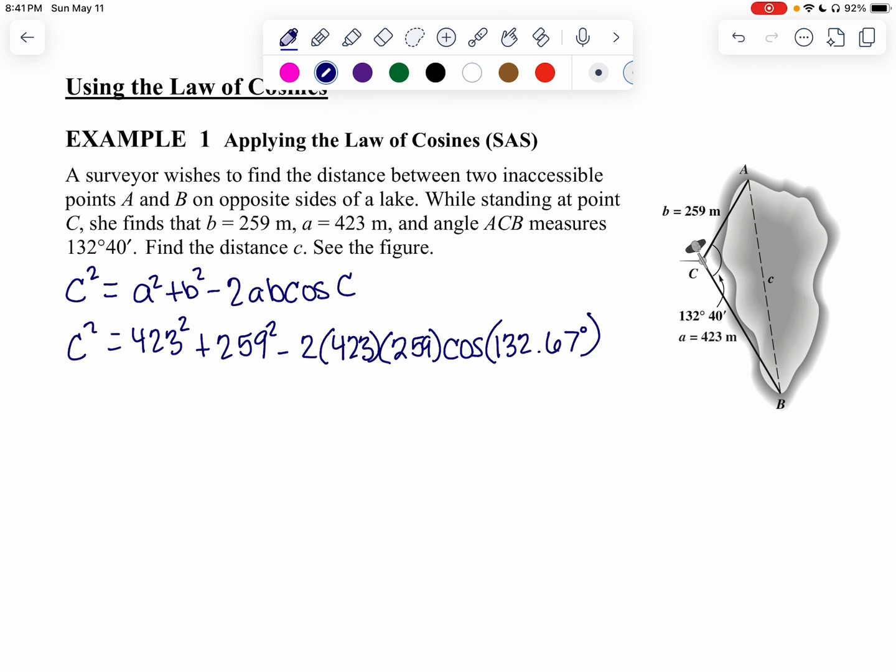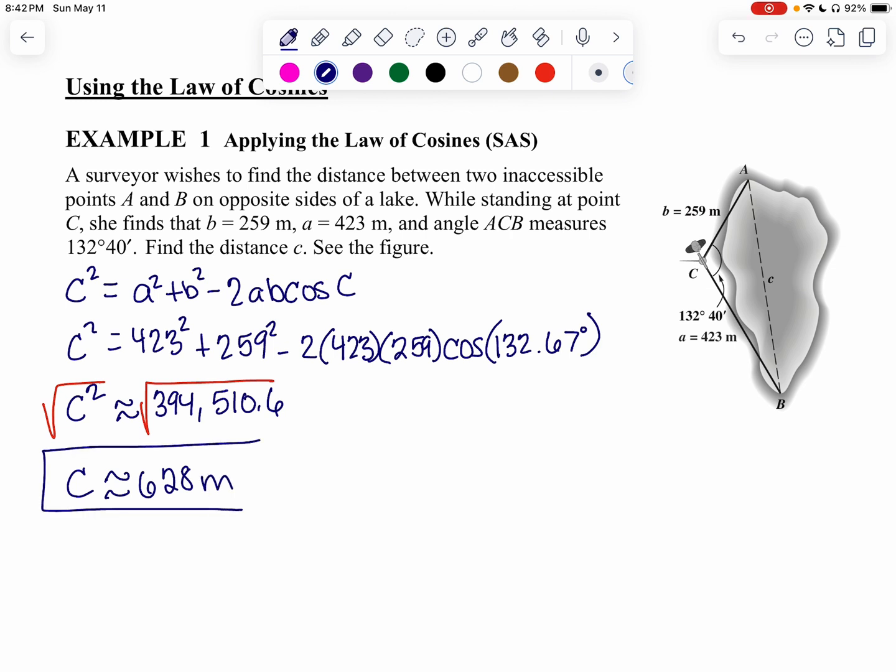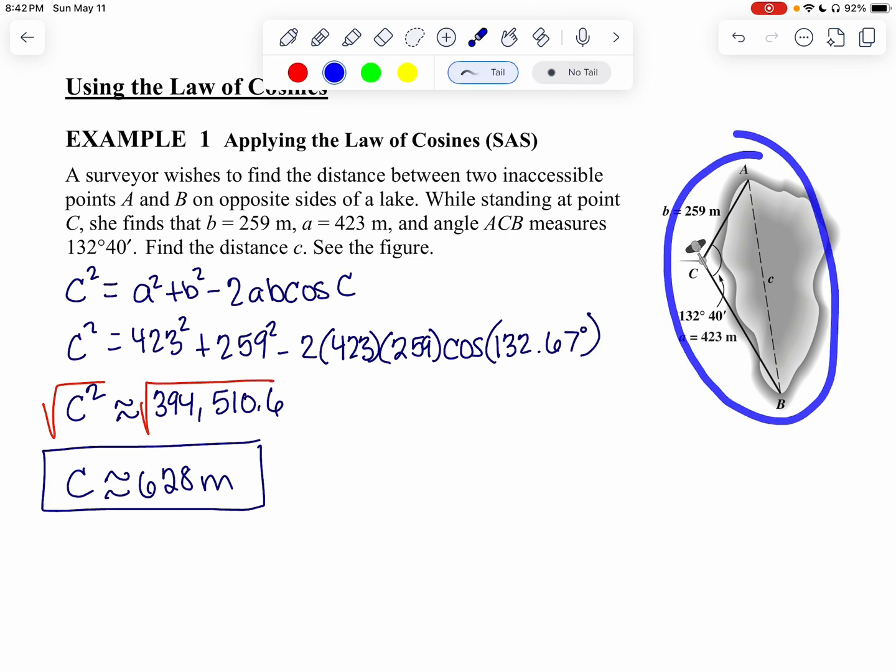And when we plug all of this into our calculator, we're able to get that c squared is approximately 394,510.6. And when we take the square root of both sides, we can see that c is approximately 628 meters. Okay, this is most useful for being able to measure and survey for those of you interested in engineering.